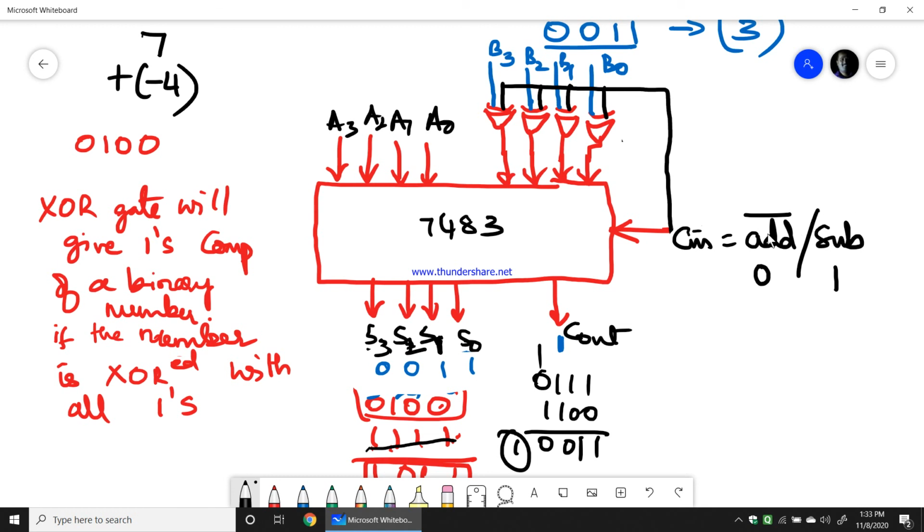With this discussion, I hope all you students are clear about the parallel adder and parallel subtractor design using the IC 7483.